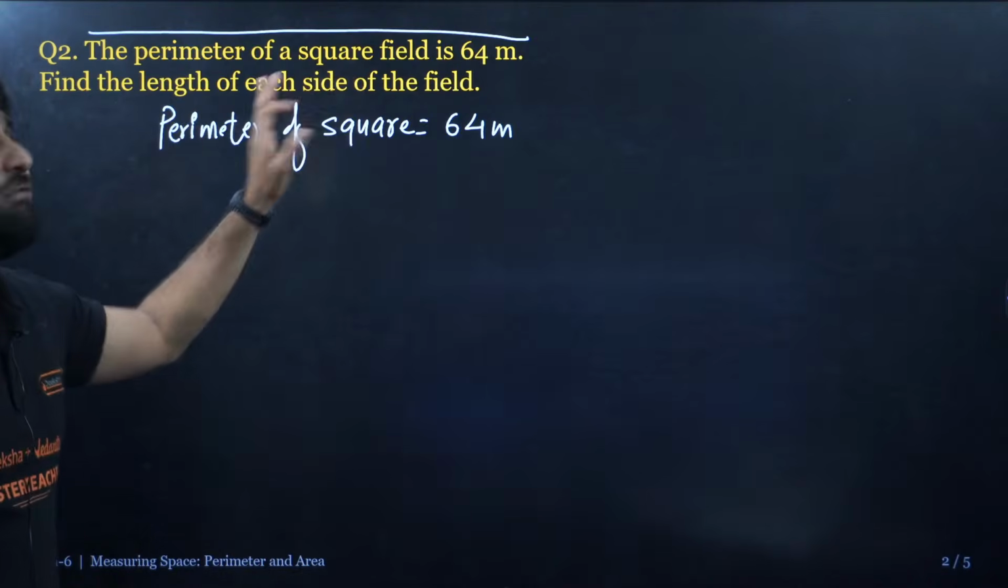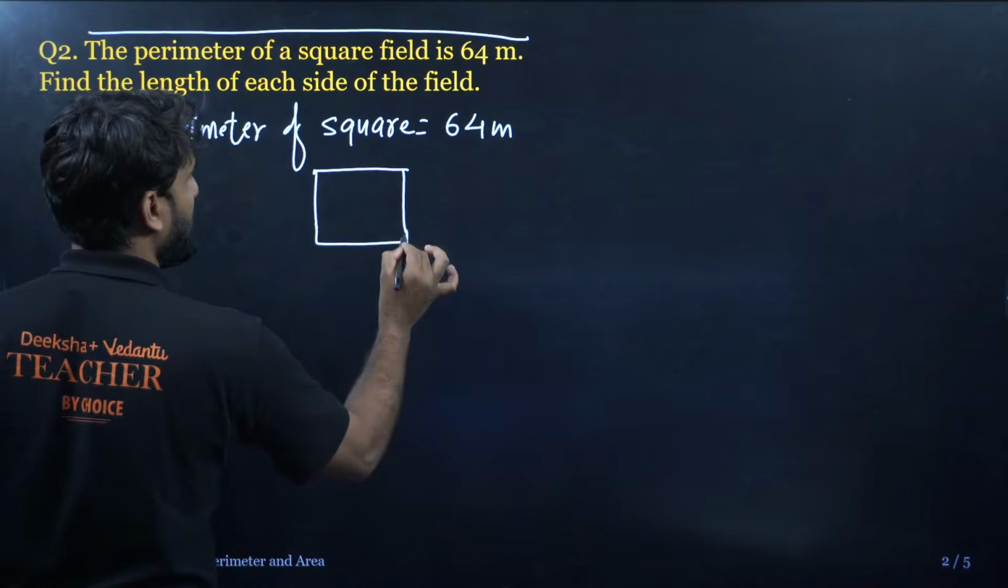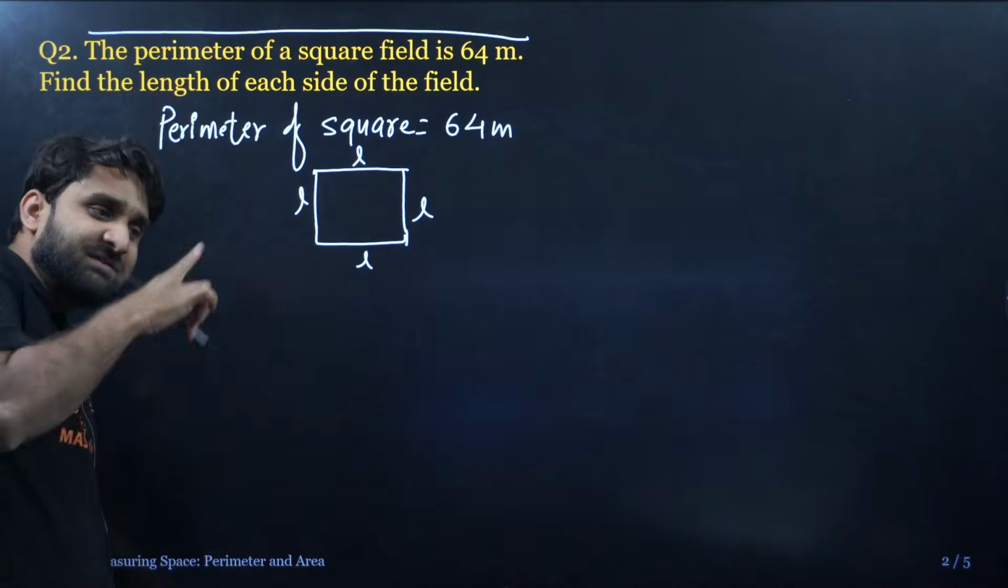Find the length of each of the side. We all know the property of square. In a square, all the sides are equal to each other. This is the property of square. All the sides are equal to each other.